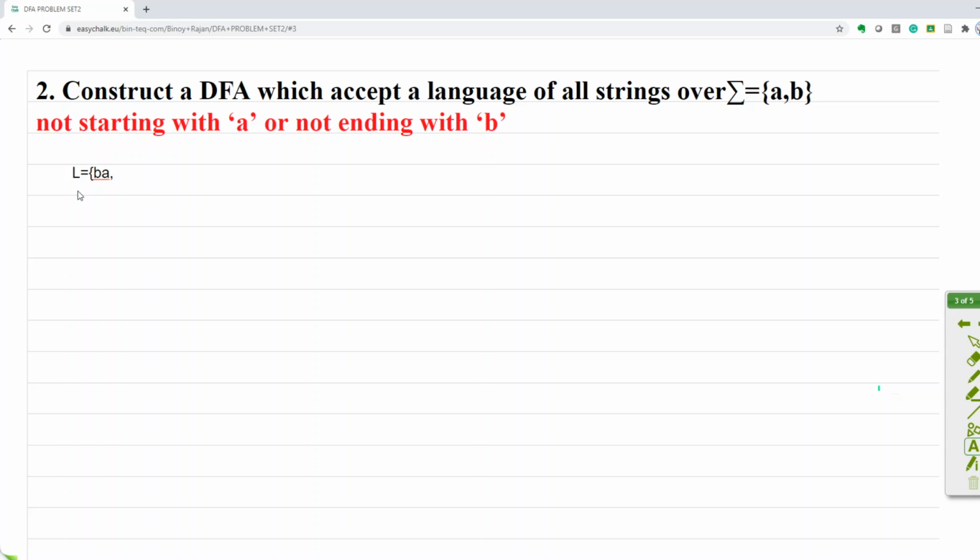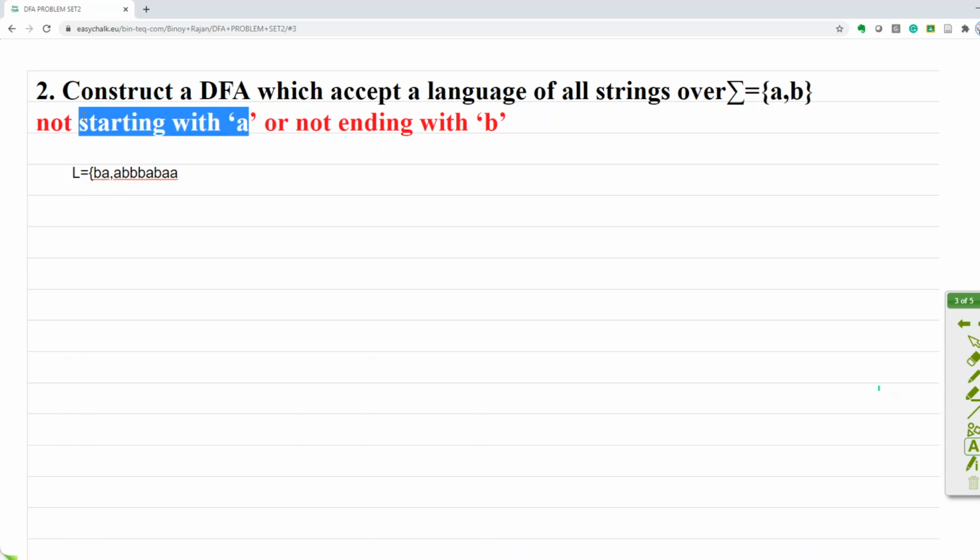Now, if I am starting with A, I should not end with B. So it will be B, B, B, A, B, A. So in this case, this string also should be accepted, because if I am starting with A, the other condition is not ending with B. So either of the two conditions can be satisfied.